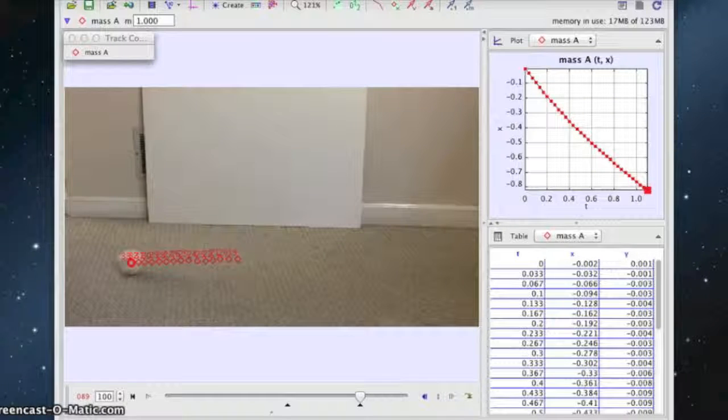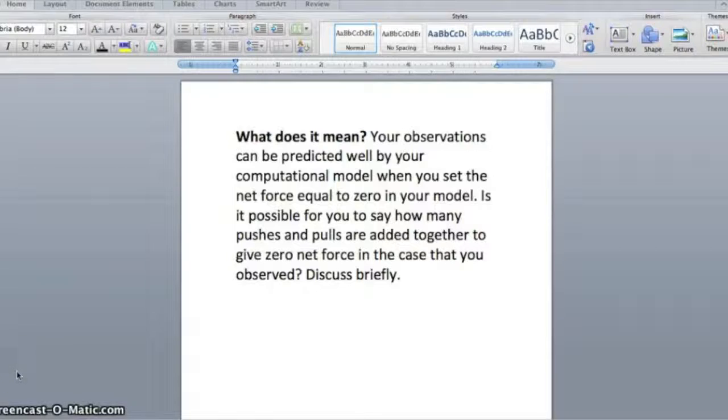Next, in response to the question shown on the screen: from observation, it is not possible to say how many pushes and pulls are added together to get a zero net force. The types and number of forces acting on an object cannot be assumed. All we know is that there is a constant velocity, so the net force is equal to zero. Overall, one way to improve this lab would be to make the object move on a smooth surface rather than a rough, uneven surface in order to minimize friction.